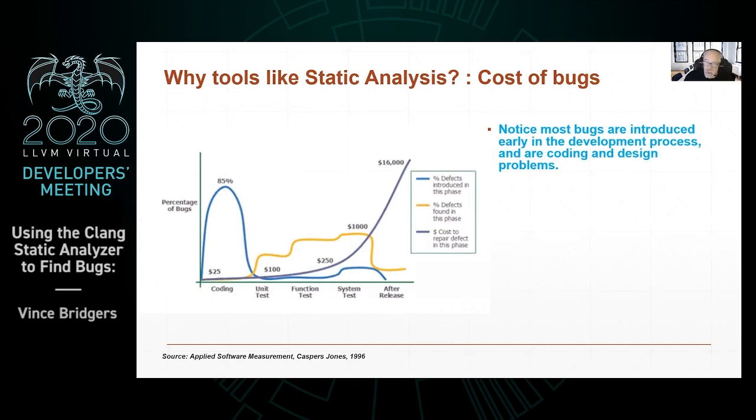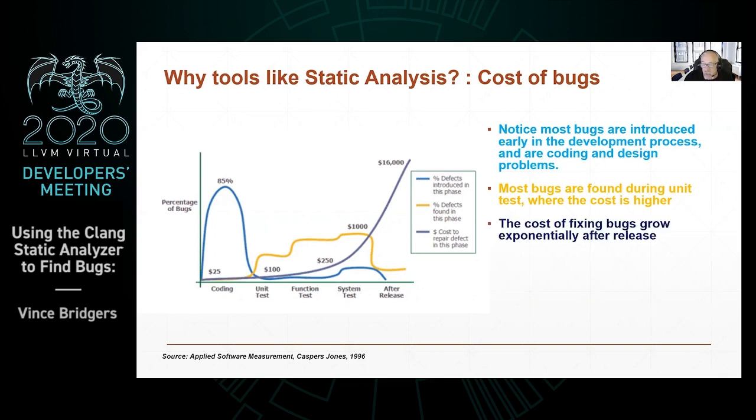So why tools like the static analyzer? Well, the simple answer is because of the cost of bugs. If you look at this particular graph from a paper by Capers Jones in 1996, you can see that most bugs are introduced early in the development process and are coding and design problems. But most bugs are found during unit testing, where the cost is higher to fix those bugs during that phase of development. And as products are released into customer environments, the cost of fixing these bugs grows exponentially after the release. So the cost of bugs is very high.